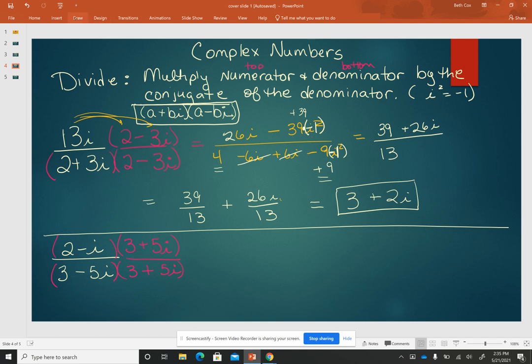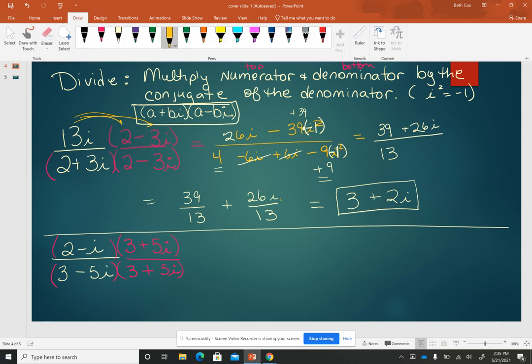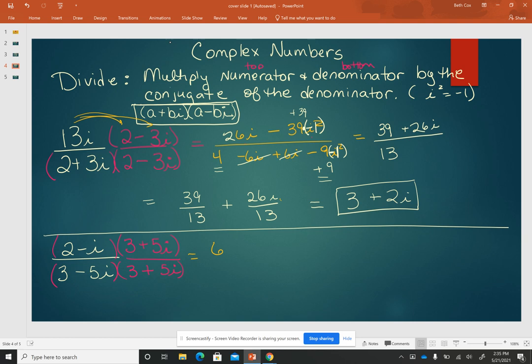Ready? Here we go. We have 6 plus 10i minus 3i minus 5i squared. That's going to be -1. So that's going to change to a positive 5. So that gives me 11 plus 7i. That's my numerator. I know I did that fast. You're doing it before I even turn it on, right?